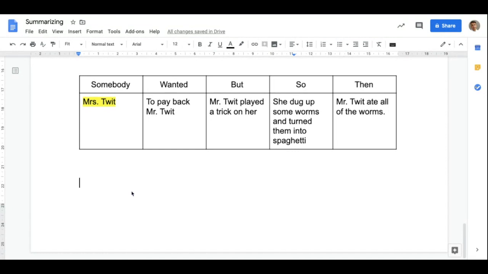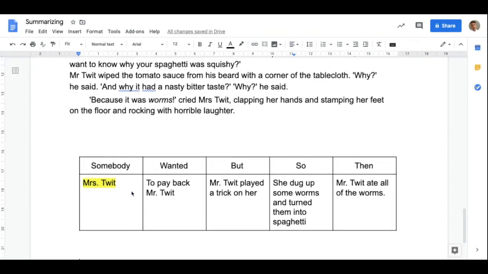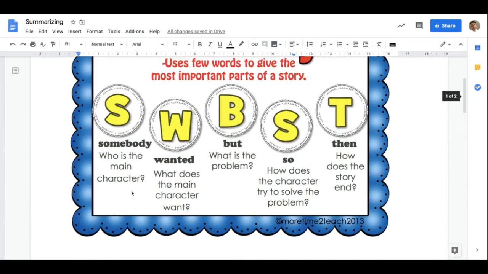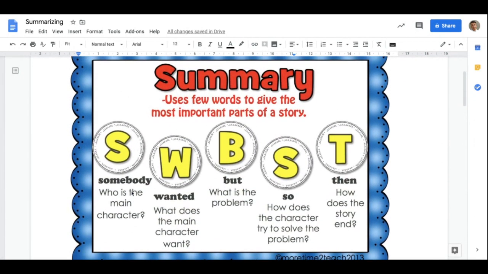You could even type it out, or you could do it with a family member, something to help you practice that. Okay? All right. And we will be posting a little bit more information as we go on further in the week. But now you have a general idea. We are looking at SWBST. Somebody wanted, but so then. All right?